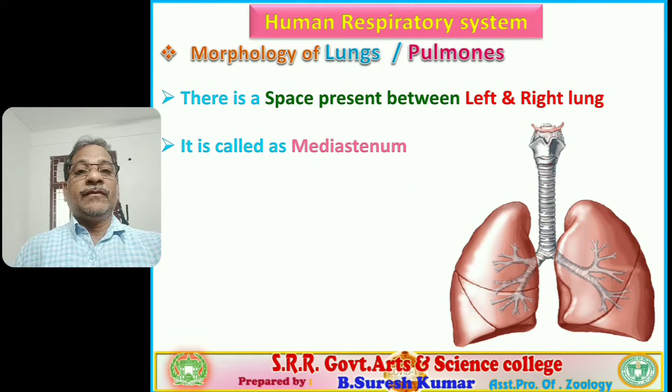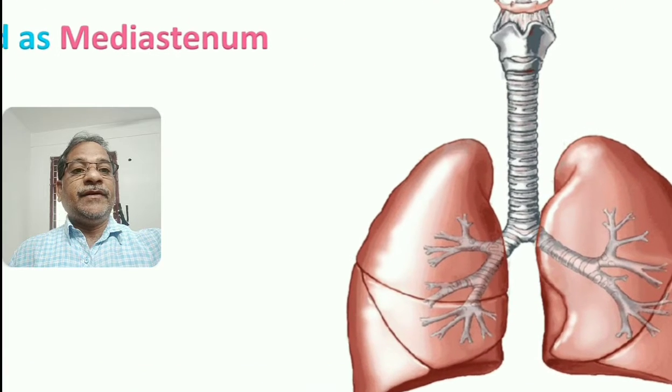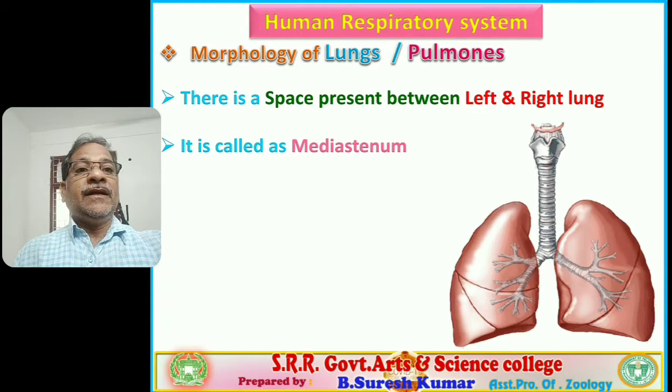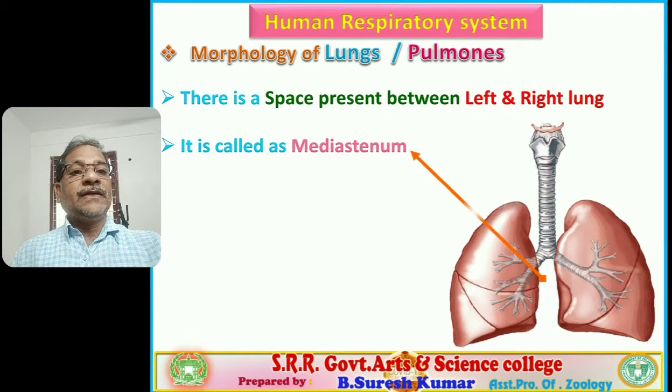Here you observe one more space present between the left and right lung. The space you observe between the left and right lung, the gap, is called the mediastinum.